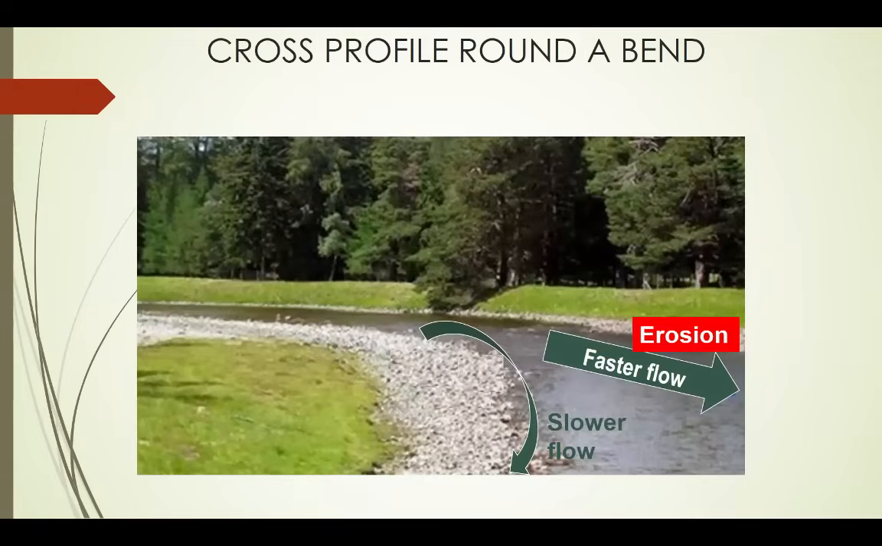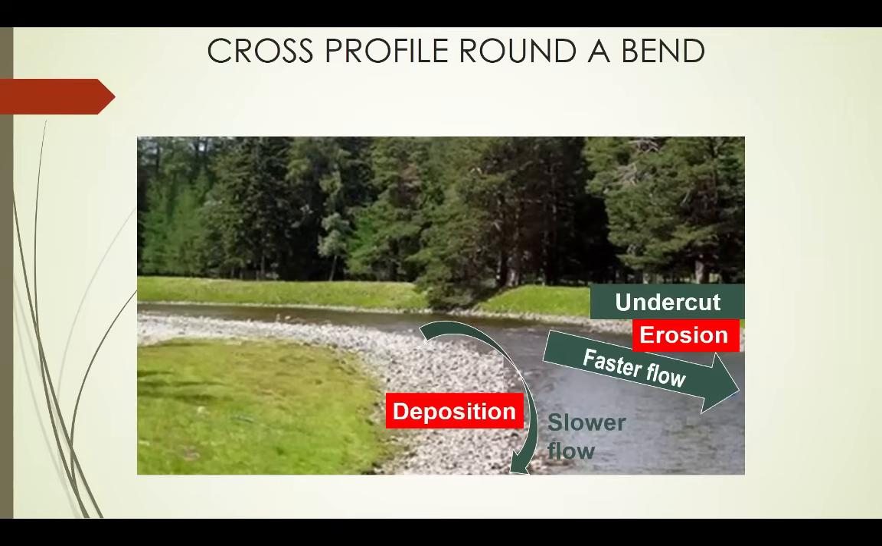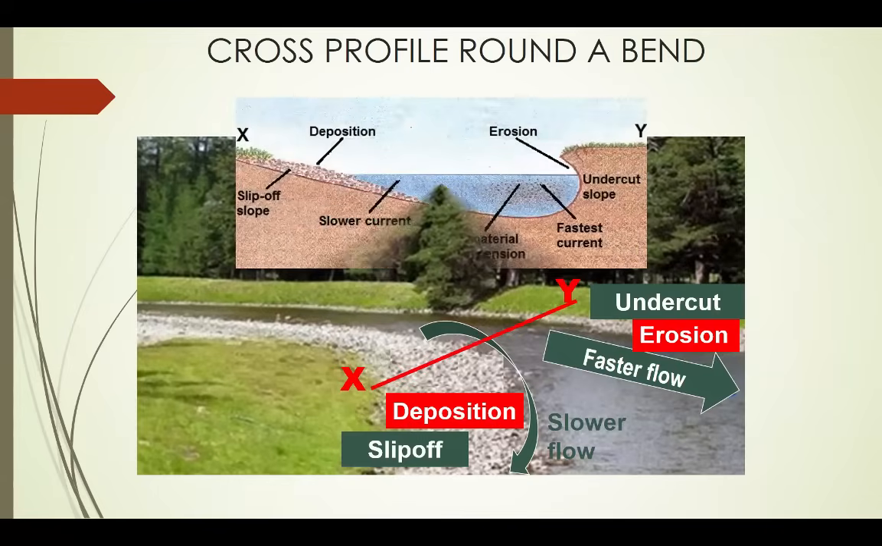Now, we're looking at a cross profile through a meander. It is the same diagram that we looked at in the previous questions when we were looking at a meander. So this is what we have. We have a river flowing on the outside and it's flowing faster. And because it's flowing faster, there's going to be more erosion. And on the inside, the river is flowing slower and there's going to be more deposition.